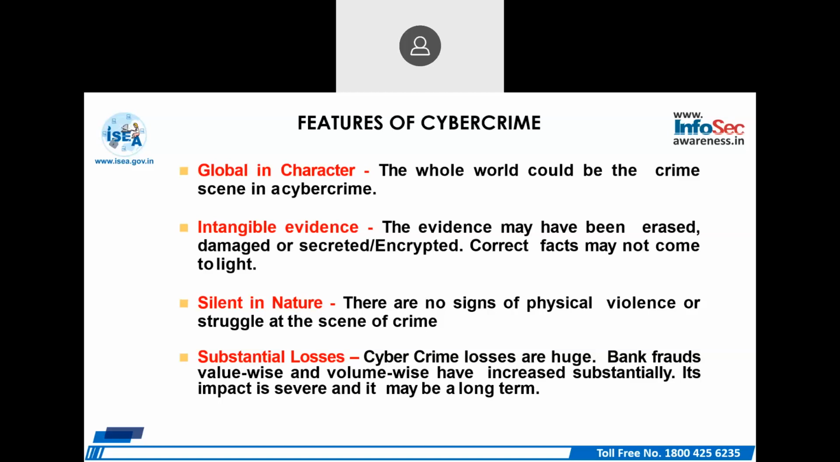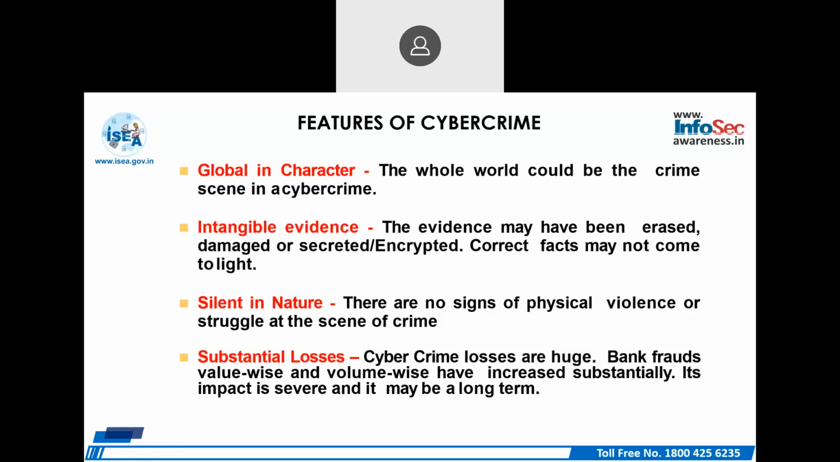But every contact leaves a trace. In forensics, we always learn that every criminal leaves some kind of trace. We just need to find it. It can be deleted, damaged or encrypted, but we can find it out. In some cases the evidence may not come to light because of delays.